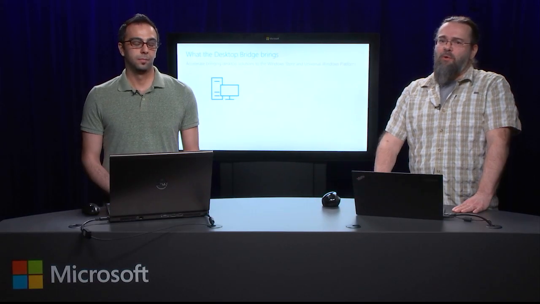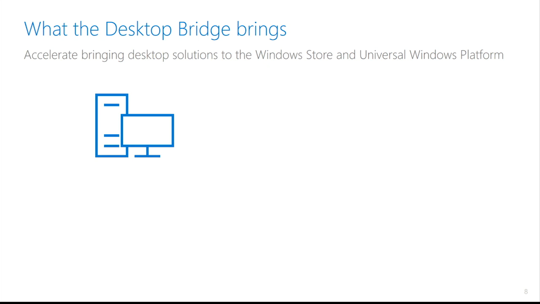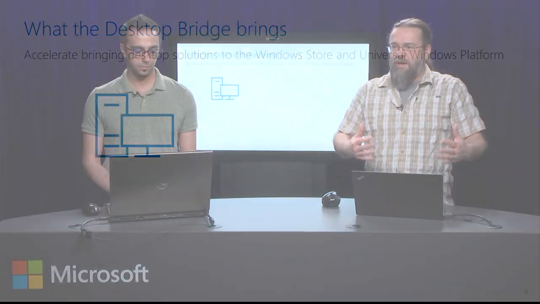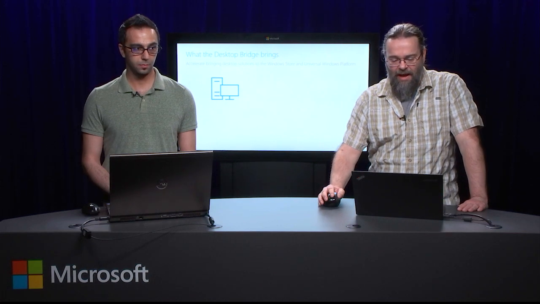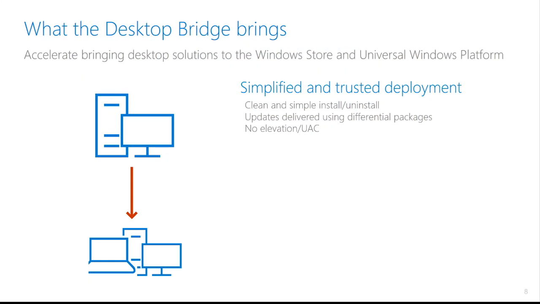Now, how can the Desktop Bridge help here? Let's take a look. With the Windows 10 Anniversary Update, desktop solutions now have an easy path to the Windows Store and to the Universal Windows Platform. Your apps can gradually utilize the features of the Universal Platform without changing your existing code base, and you can leverage all your existing code investments. As a first step, you convert your installer to the modern Windows app deployment technology. With that, you automatically get clean and simple install and uninstall.